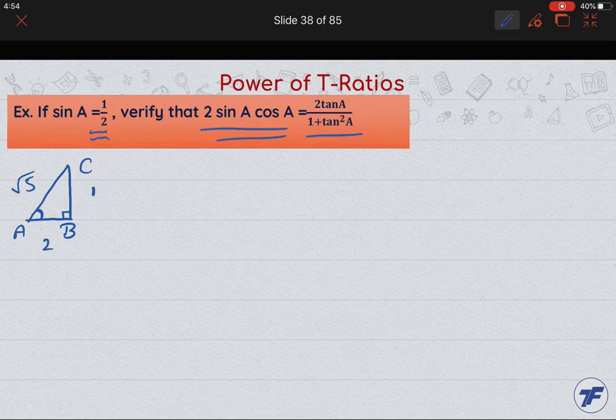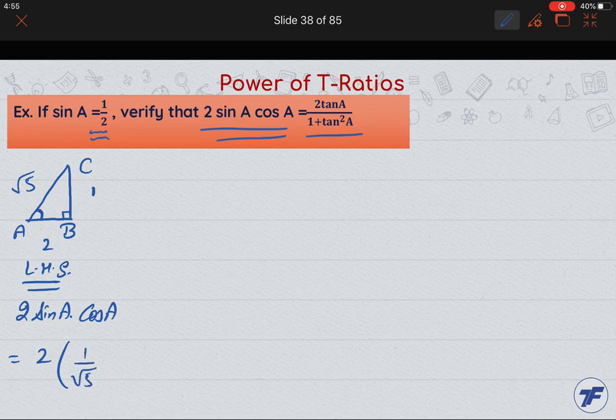तो ठीक है. तो सबसे पहले लेट अस टॉक अबाउट द लेफ्ट हैंड साइड, यानी 2 sin A into cos A की वैल्यू हमें निकालनी है. तो 2 times of sin A is 1 divided by root 5.